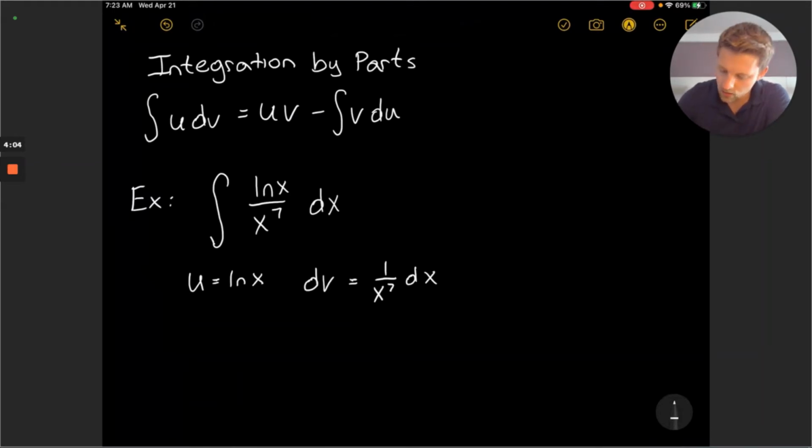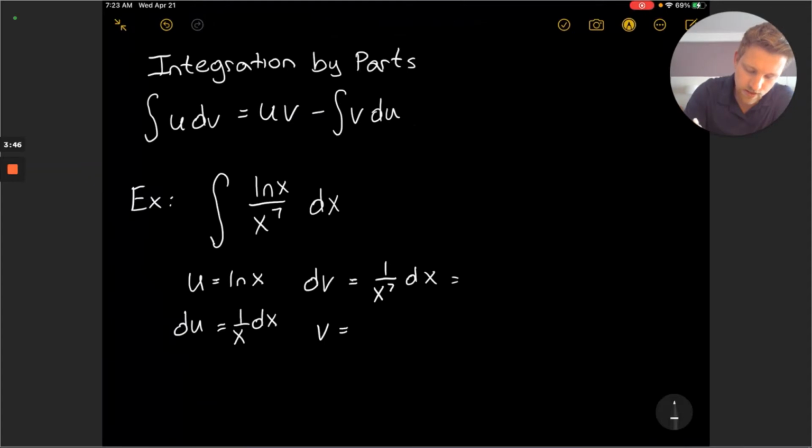So we can take our derivative of the u, that's du equals 1 over x dx. And I'd like to take an antiderivative of dv to find a v function. Just remind ourselves here, this dv is really x to the negative 7 dx. So when I take an antiderivative with the power rule, I can add 1 to the power, which would be minus 6, and then divide by negative 6 again.